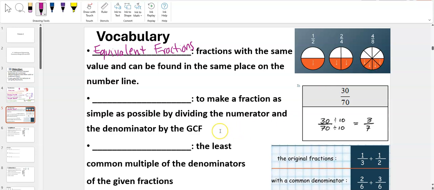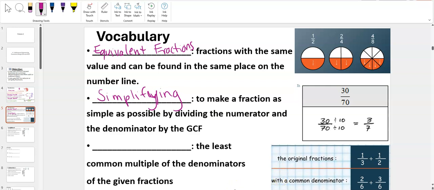All right, then down here, we've got to make a fraction as simple as possible by dividing the numerator and the denominator by the GCF. That is called simplifying. And again, in the olden days, we used to call it reducing. Those are the same things, to reduce or simplify, but nowadays they like to use the word simplify. Okay, so here you can see they found the GCF of 30 and 70 and divided them both to get 3/7.